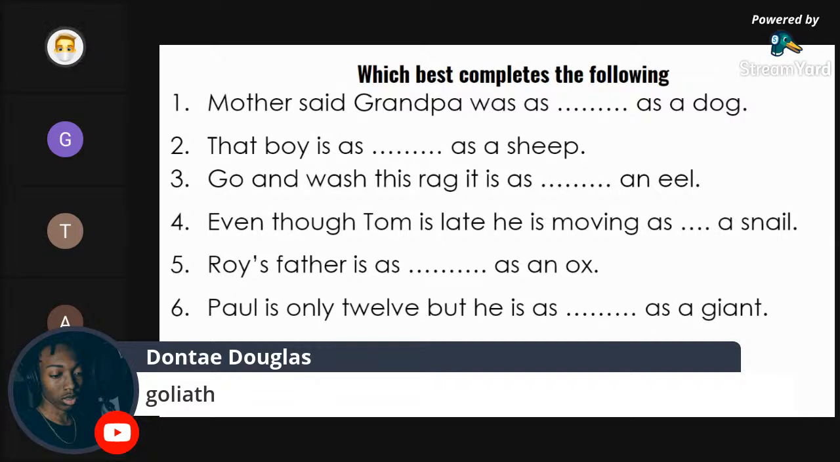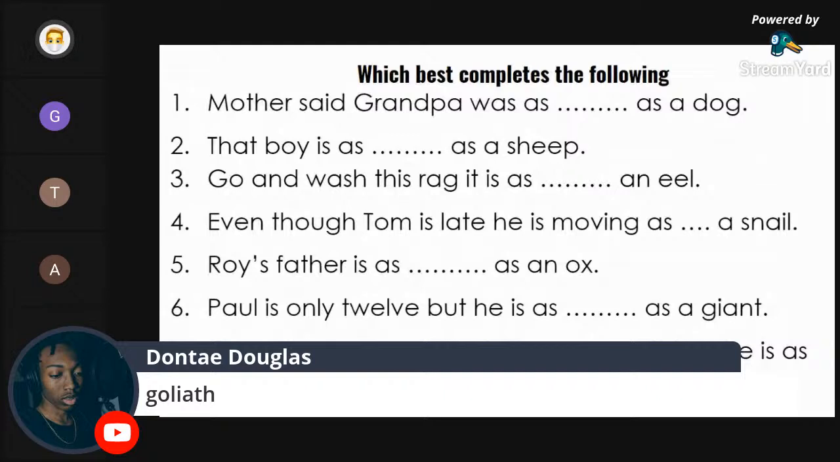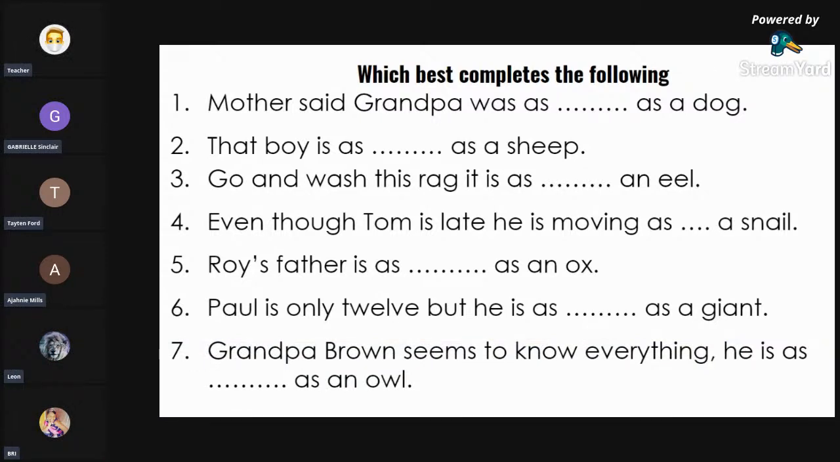Let's go one more. I think this is the last one. Grandpa Brown seems to know everything. He is as dash as an owl. Let's go from the panel. Let's see. Brianna just came in. Brianna, what's your thinking on this one? Could you repeat the question? Okay, I can see it now. Okay, great. Grandpa Brown seems to know everything. He is as dash as an owl.